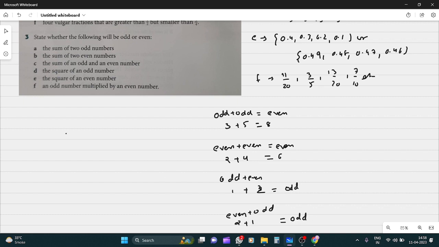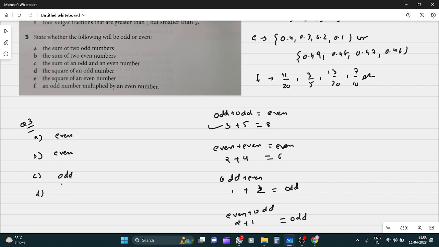Okay, so now let us answer the questions. The sum of two odd numbers is obviously even. The sum of two even numbers is obviously even. Students, if you don't get this, then take examples and write the answers. The sum of an odd and even, we get odd.